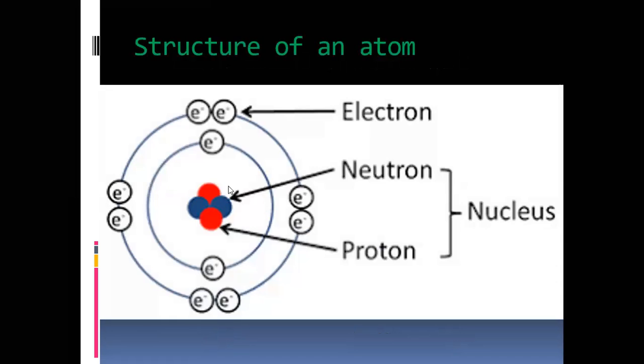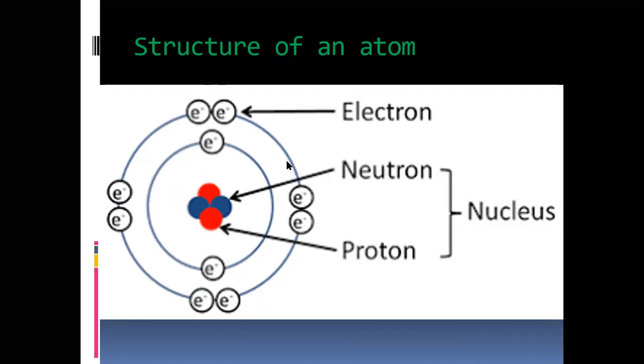Look, this is the nucleus. In the nucleus, there are two protons and two neutrons. Around the nucleus, here is one orbit. In the first orbit, only two electrons can stay. If more electrons are present, they go outside. Here is the second orbit. In the second orbit, a total of 8 electrons can stay.